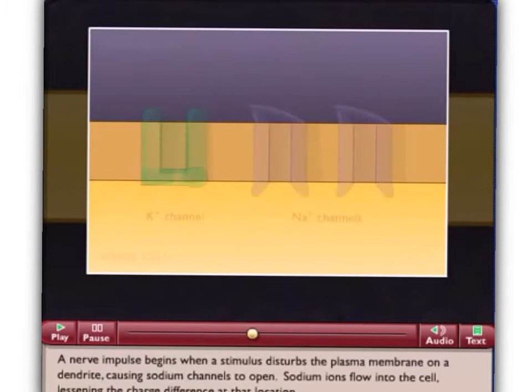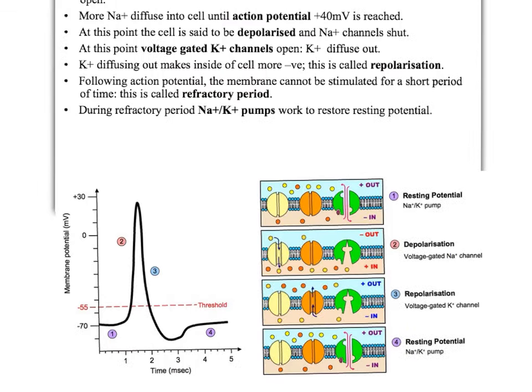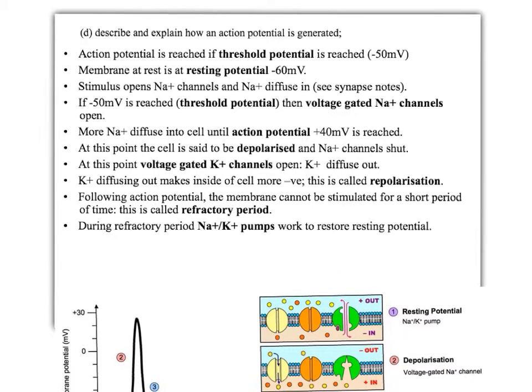A nerve impulse. Okay, so that deals with resting potential. If I now move on to look at the next slide, which deals with action potential, this slide requires us to describe and explain how an action potential is generated.